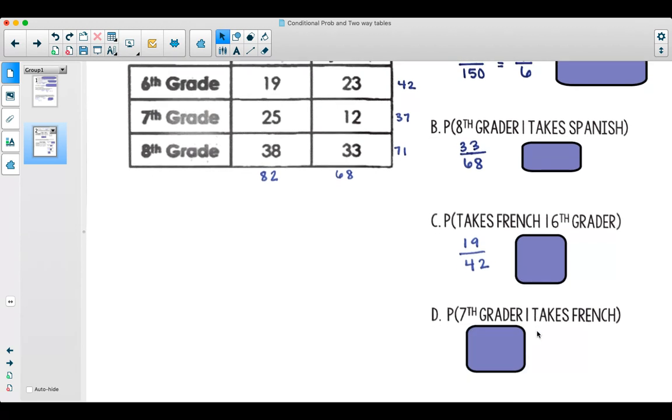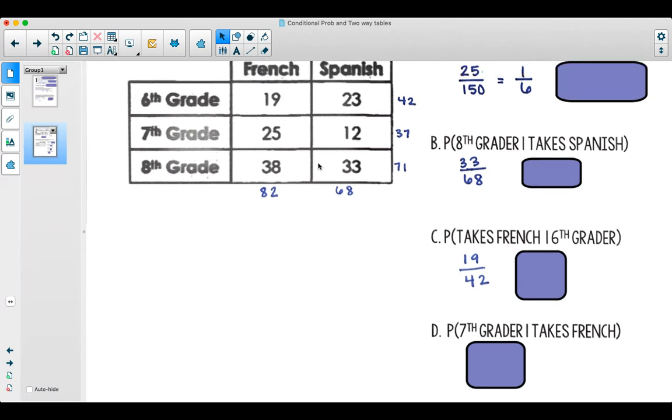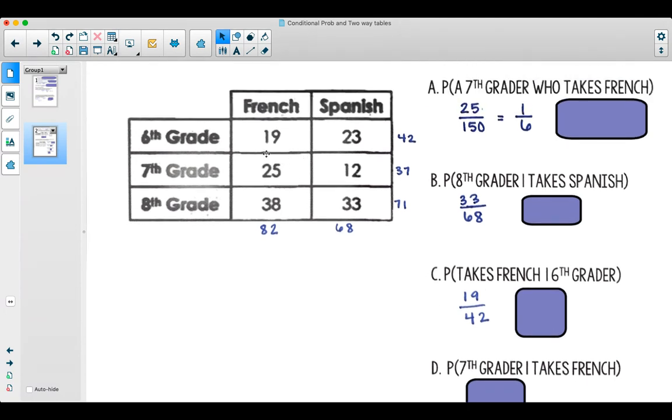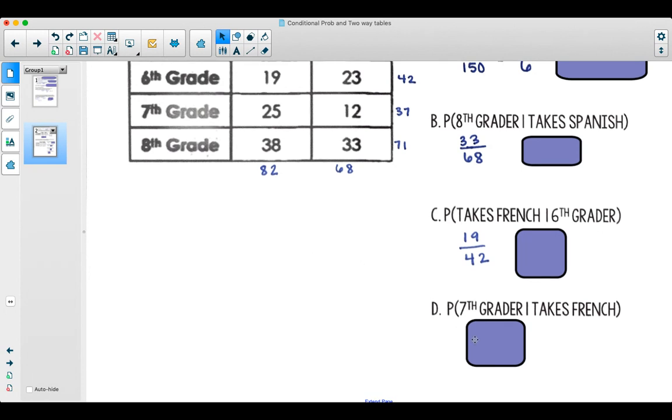And in this last example, what's the probability that they're a 7th grader given that they take French? So once again, what's that intersection of a 7th grader who takes French? Scroll back up. That's 25. How many people take French? That's 82. So my probability should be 25 over 82.